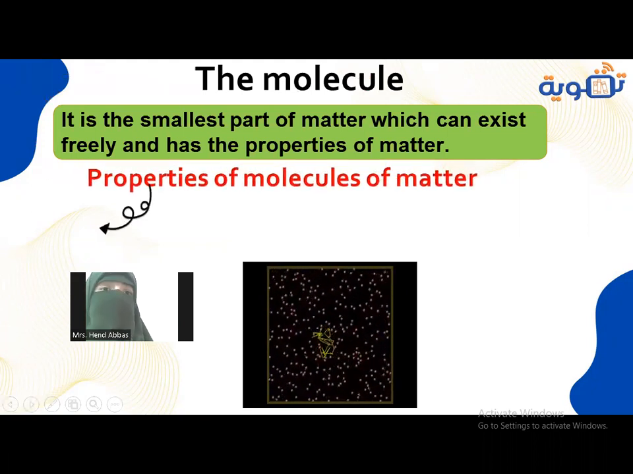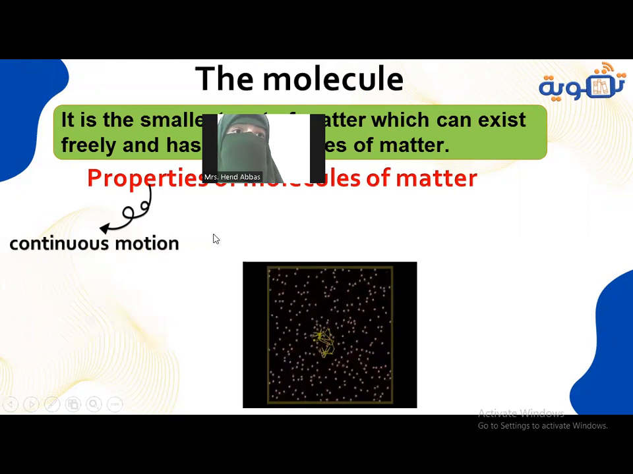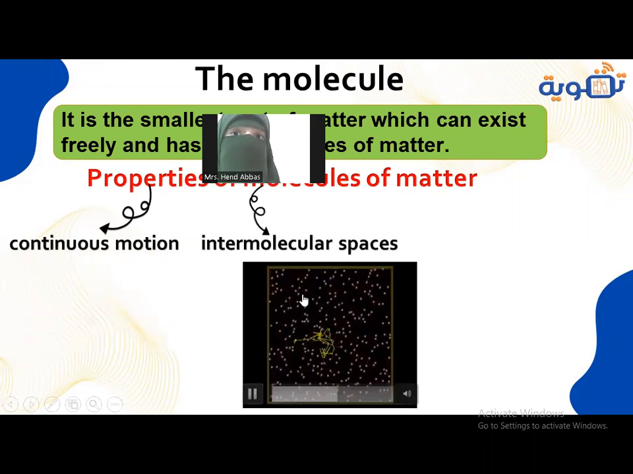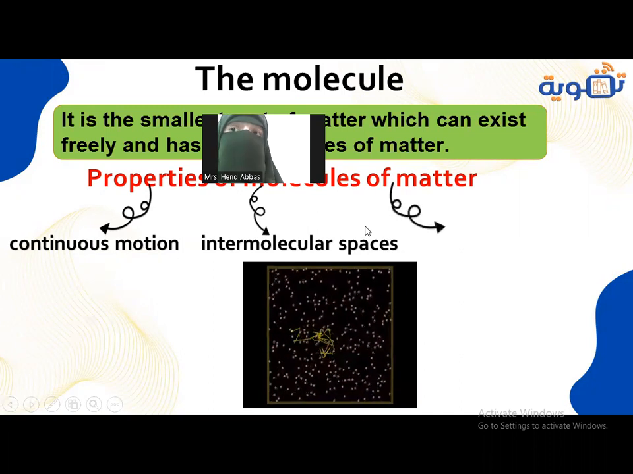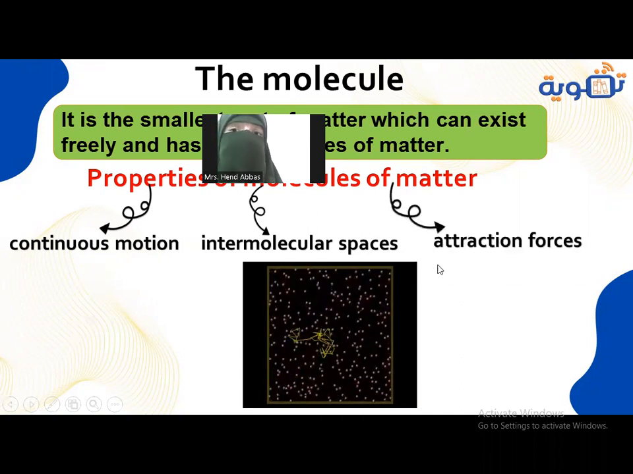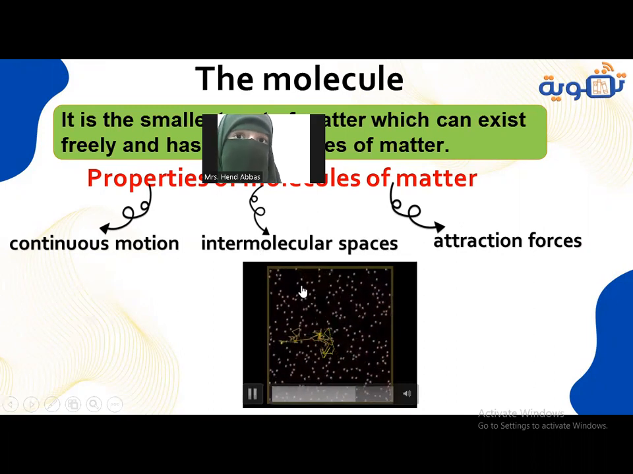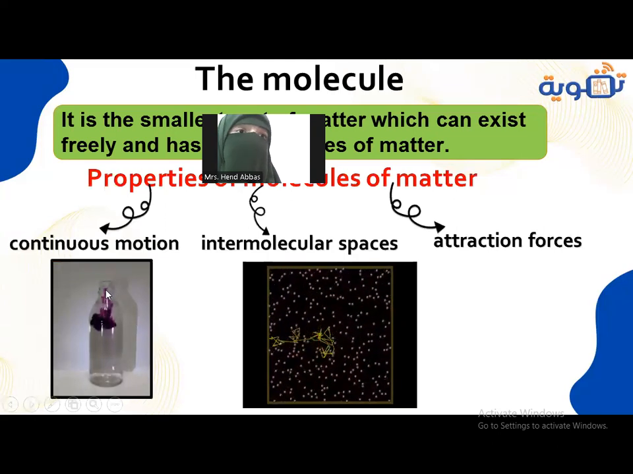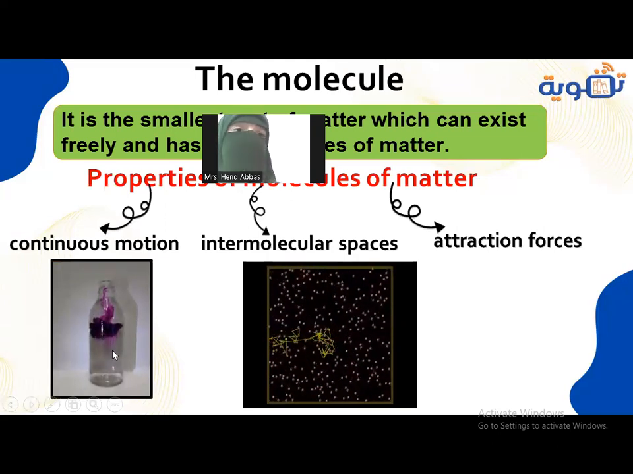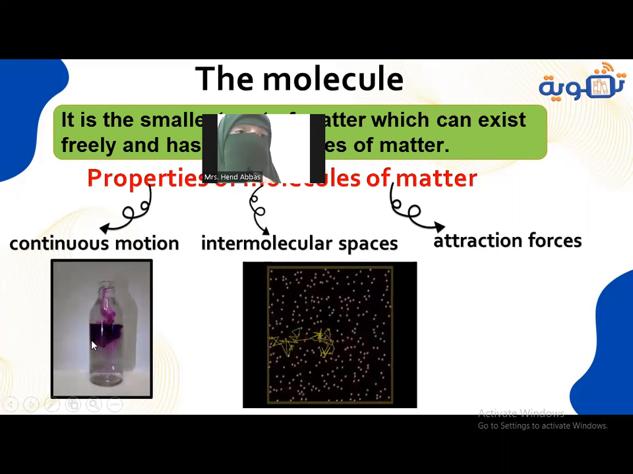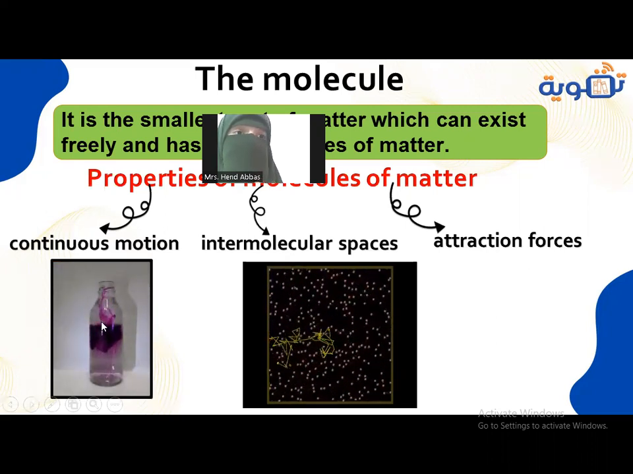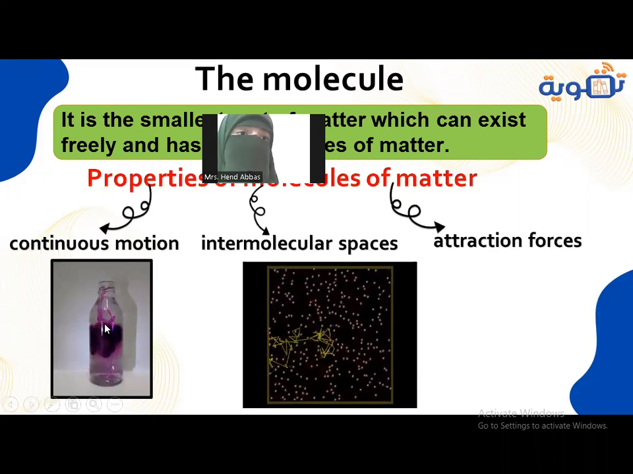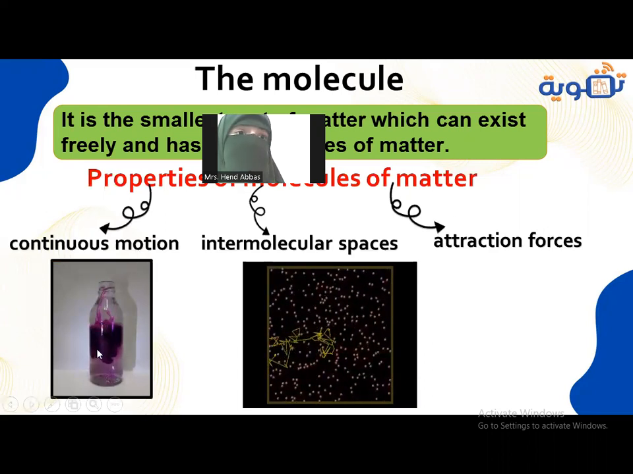Let's see the properties of the molecules. All of the molecules are in continuous motion. There are intermolecular spaces between the molecules, and there are attraction forces between the molecules. Why? When we add a drop of ink in this container, all of the container's color will change into the ink color. Why? Because the ink molecules are in continuous motion, so they spread everywhere among the water or liquid in this container.